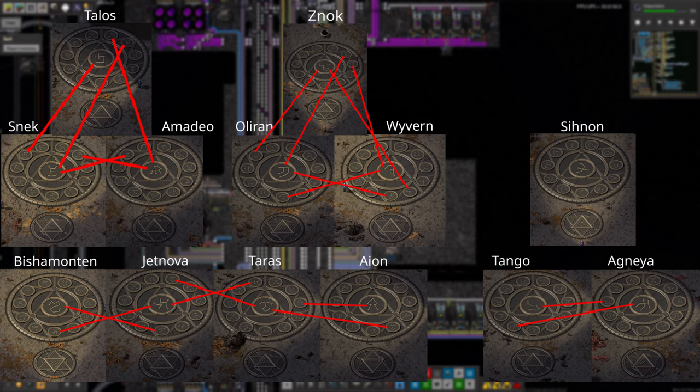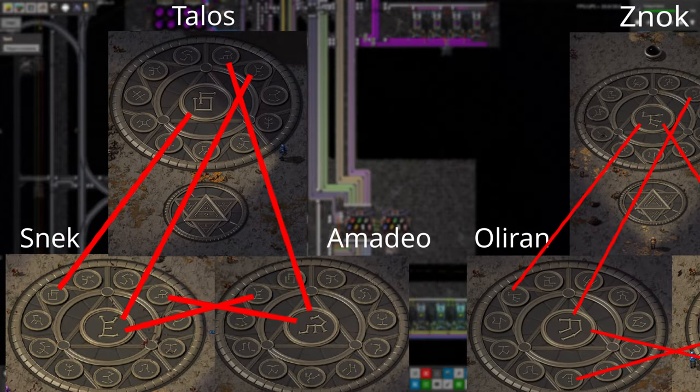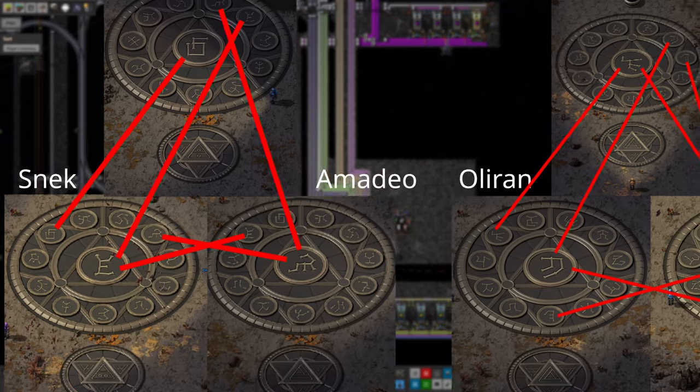And so if I show that with these red lines here, you can see that, for example, over here with Snek and Talos, the E is in the center of Snek, and it's then on the edge of Talos up there. Similarly, with Amadeo, which has the scorpion, that's on the edge of Snek and on the edge of Talos. So these three are in a group together.